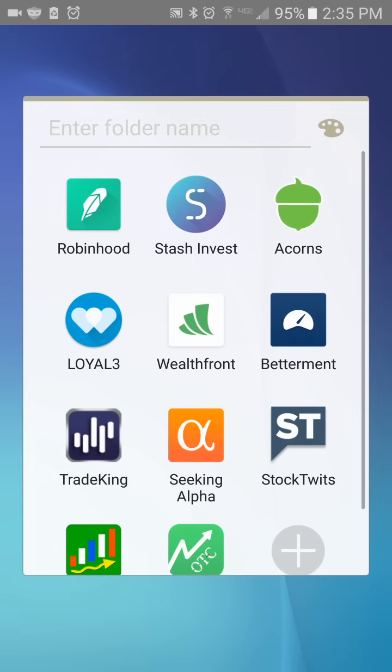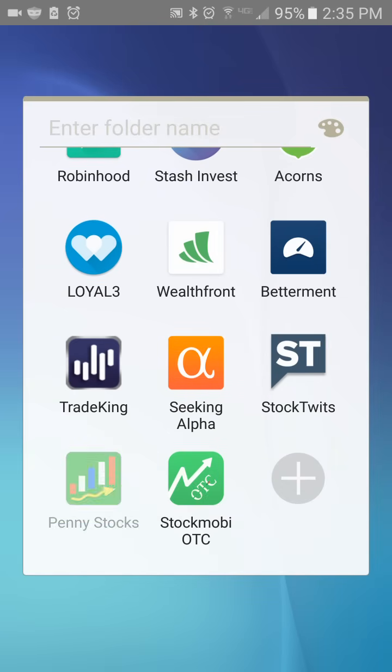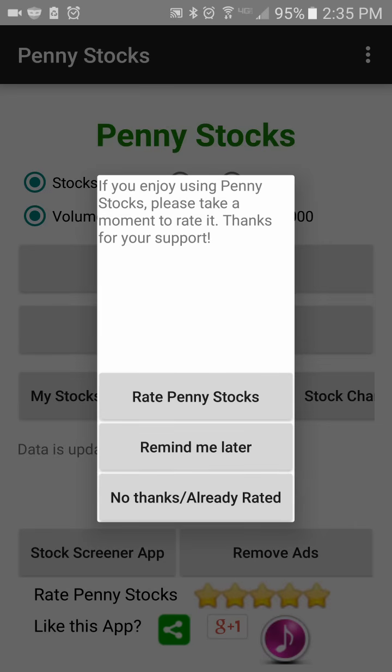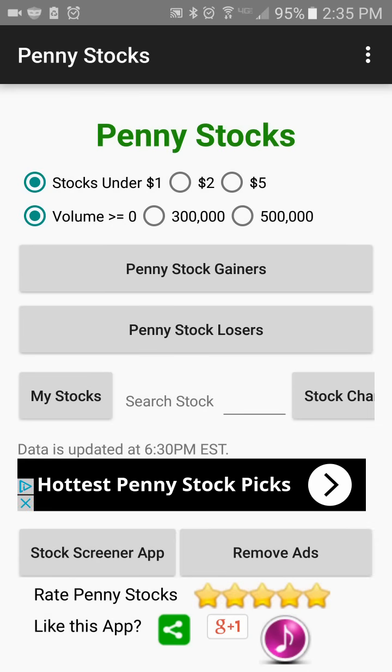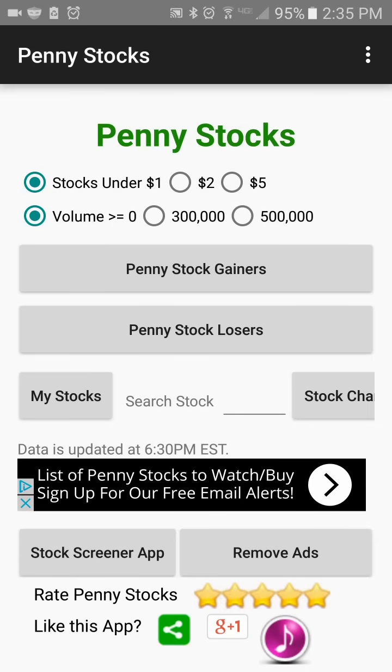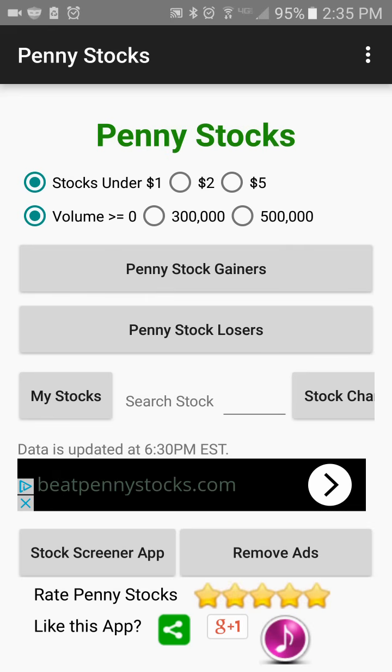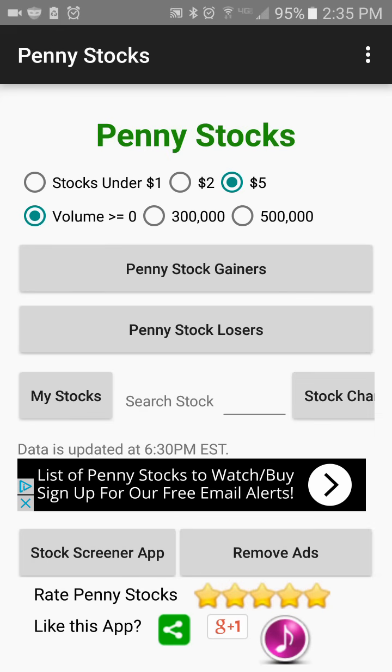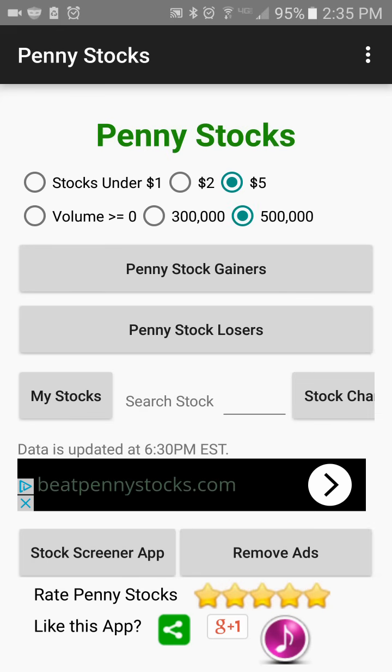We'll go to my penny stock scanner, which is right here. You could download any scanner, I'm sure it'll work. I just saw this one, I think it had the most reviews at the time or something like that, so that's why I went with it. But first thing I do is I choose stocks under $5, and you have the different volume levels. I choose greater than 500,000.